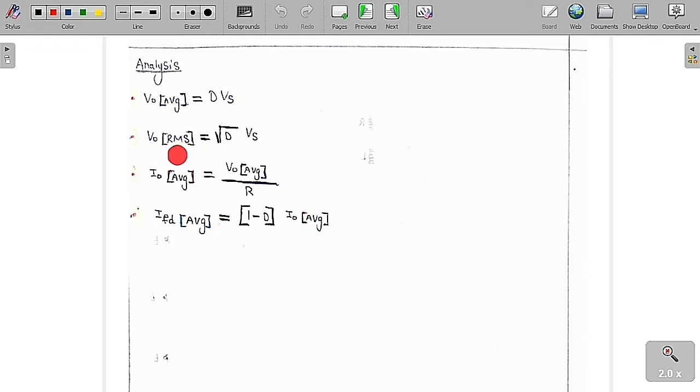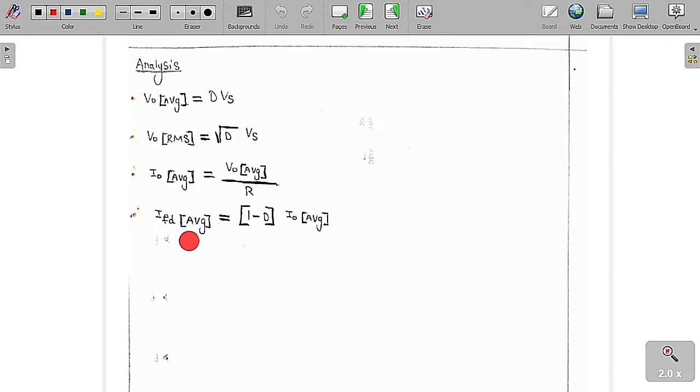I have also told you the RMS value of the output voltage is Vs into the square root of T on by T, which is Vs into the square root of D. Similarly, the average value of the output current is equal to the average value of the output voltage by R. Basically, V0 average is equal to I0 average into R plus VL average, but VL average is equal to 0. Because of that, V0 average is equal to I0 average into R, therefore I0 average is equal to V0 average by R.